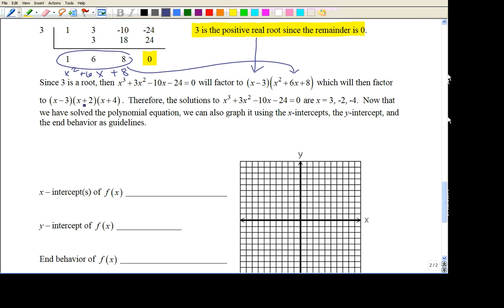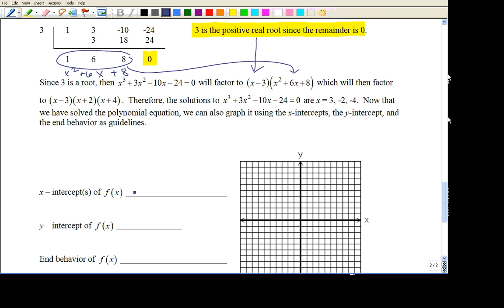So now we can clearly see all of our solutions, because if we take the x minus 3 and the x plus 2 and the x plus 4, set them equal to 0, since we're looking for when they are equal to 0, and solve for x, we'll end up with 3, -2, and -4. So now that we have solved the polynomial equation, we can now graph it like we did before.